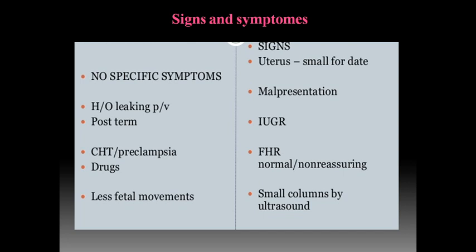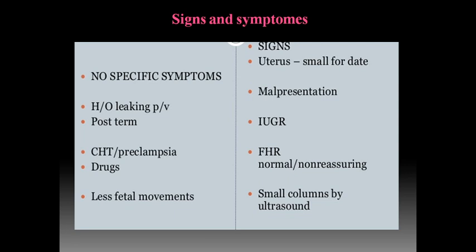Next, moving on to the signs and symptoms. What are the signs and symptoms of oligohydramnios? We will see now. There are no specific signs and symptoms. The mother will have a history of leaking per vaginally. The mother will complain that she is having some vaginal leakage. Fluid leakage will be there. Like that the mother will tell the history.